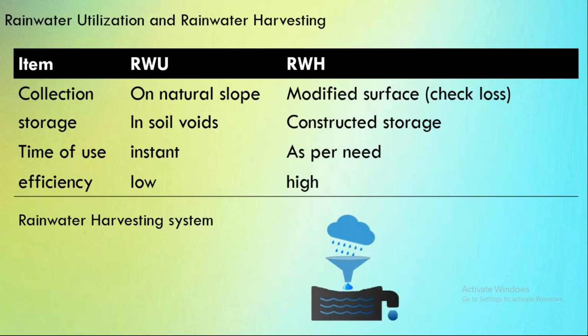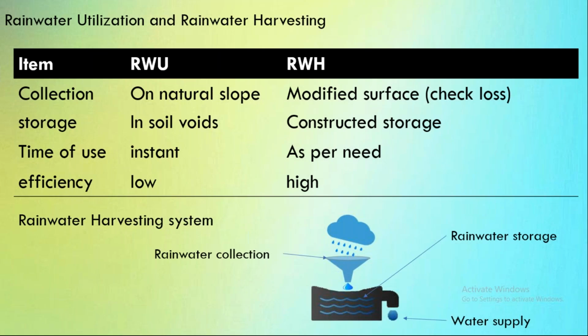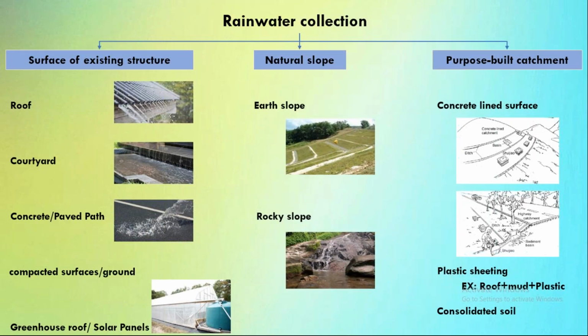So a rainwater harvesting system has three major components: first is collection, second is storage, and third is water supply. If we want to construct a rainwater harvesting system, first we have to collect the water from these types of structures. If there are already pre-made structures like roof and courtyard, which are generally used for domestic purposes, that roof water we can store. So this will be the catchment area for domestic rainwater harvesting.